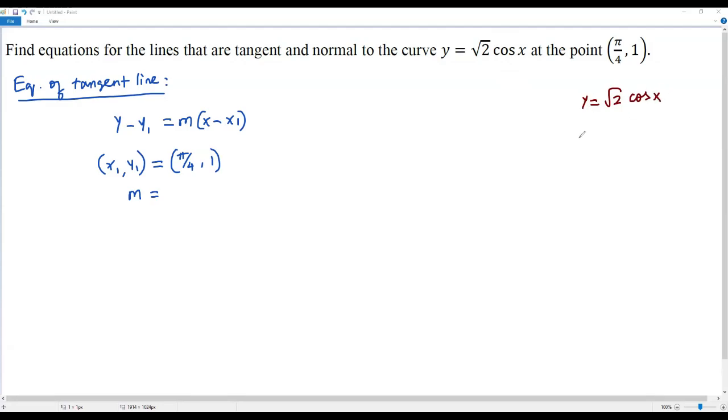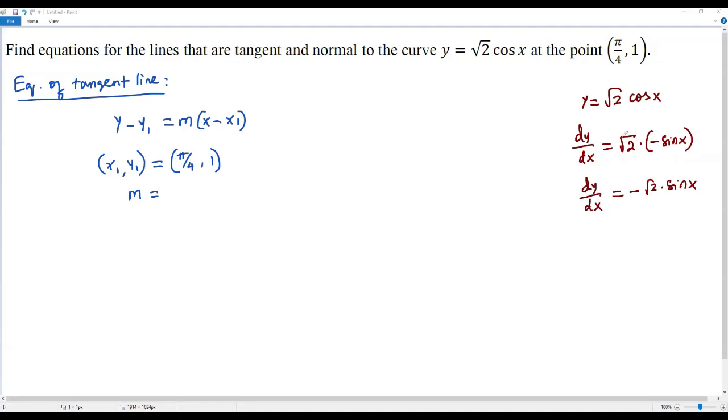When I find the derivative of y with respect to x, I get dy over dx equals, so here the cosine x contains a variable x and it is multiplied by a constant. When I find the derivative, I have to keep the constant square root of 2 as it is. The derivative of cosine x is negative sine x. So square root of 2 times negative sine x becomes negative square root of 2 times sine x.